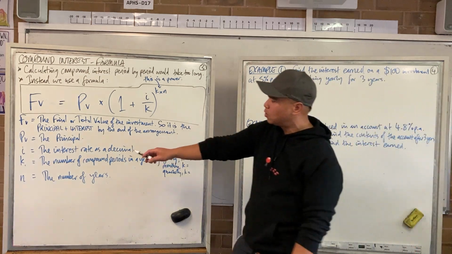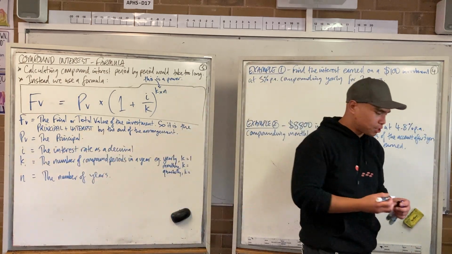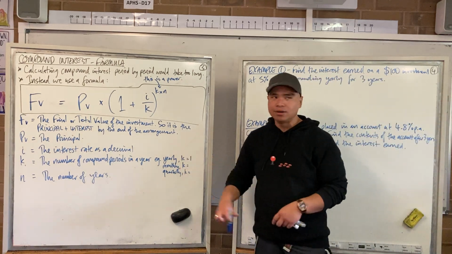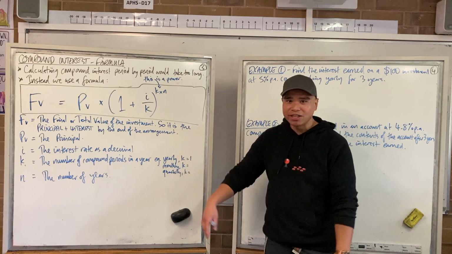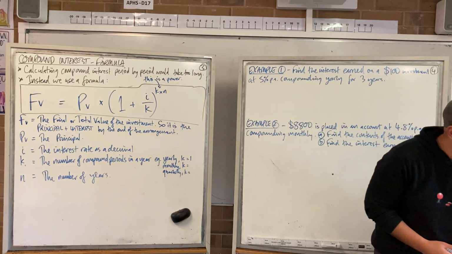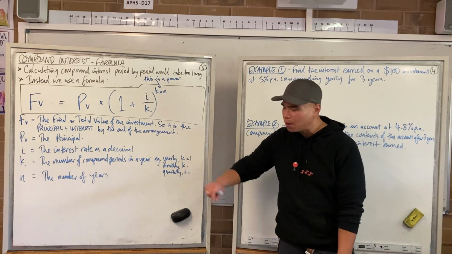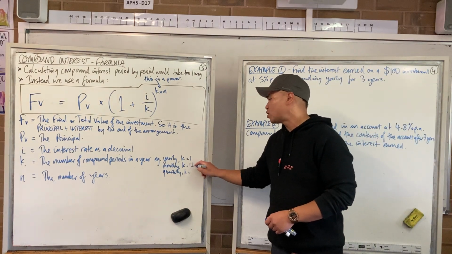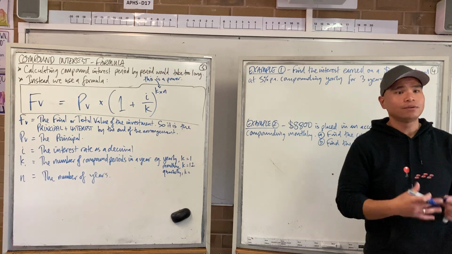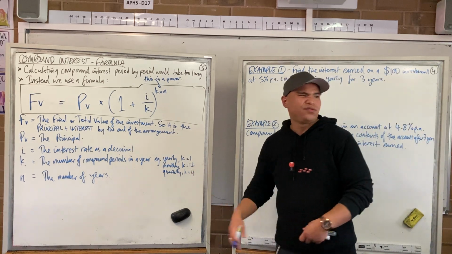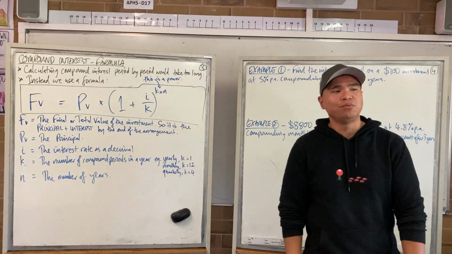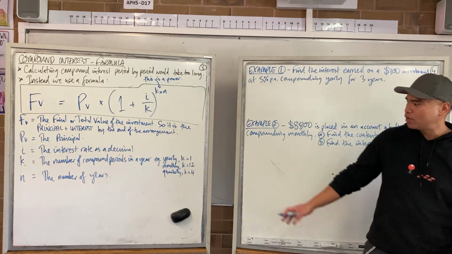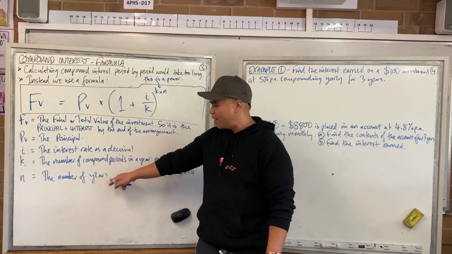PV is the principal. I is the interest rate as a decimal. K is the number of compounding periods in a year. So if it's compounding yearly, how many times does a year happen in 1 year? Once. If it was compounding monthly, what would K be? 12. If you were told that it was compounding quarterly? 4. Good. If it said compounding half yearly, what would K be? 2. Okay? You'll have practice on that, but I've got examples there. And then lastly, N is the number of years.